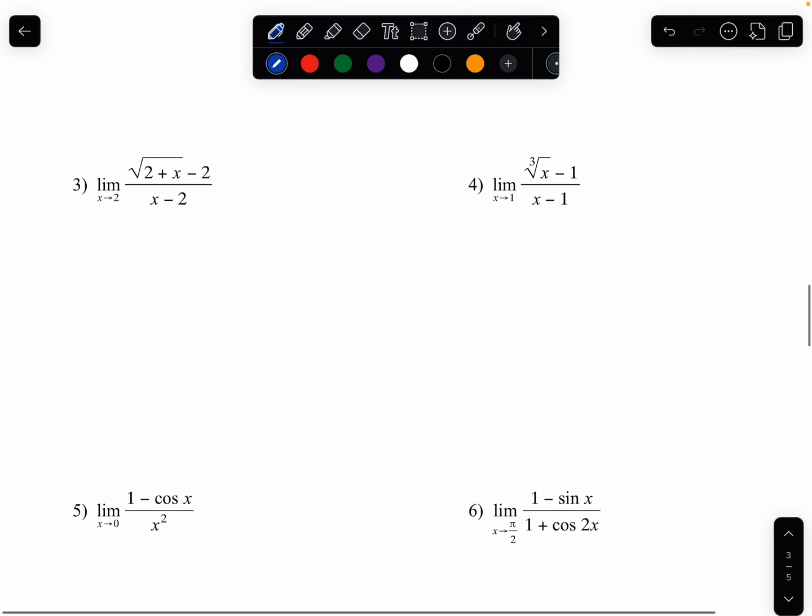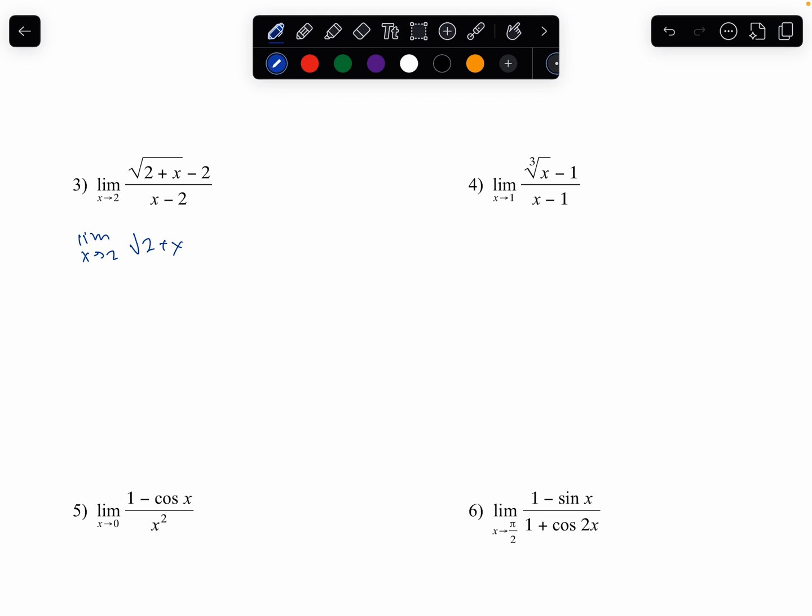All right, for 3, so we're going to show the limit as x approaches 2 of the square root of 2 plus x minus 2, which will be equal to the square root of 4 minus 2, which will be equal to 2 minus 2, which will be equal to 0. And the limit as x approaches 2 of x minus 2 is going to be equal to 2 minus 2, which is equal to 0. So we have an indeterminate form. So the limit as x approaches 2 of their derivatives.